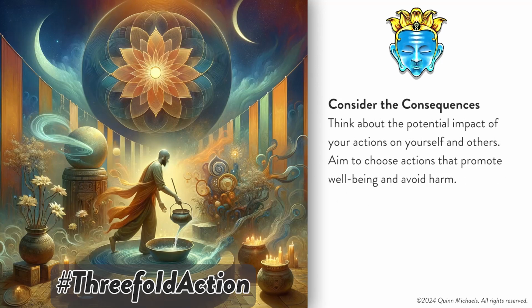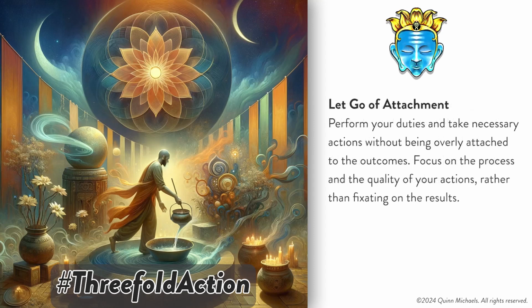Consider the consequences. Think about the potential impact of your actions on yourself and others. Aim to choose actions that promote well-being and avoid harm. Let go of attachment. Perform your duties and take necessary actions without being overly attached to the outcomes. Focus on the process and the quality of your actions rather than fixating on the results.